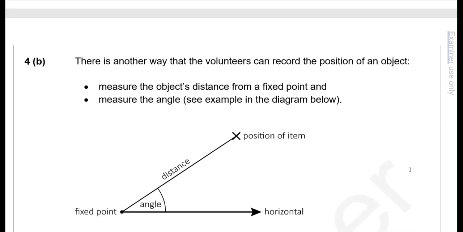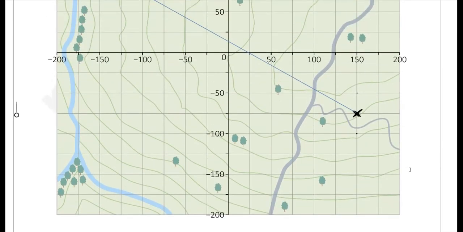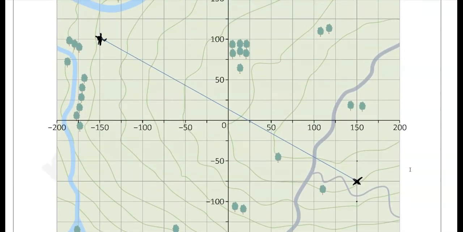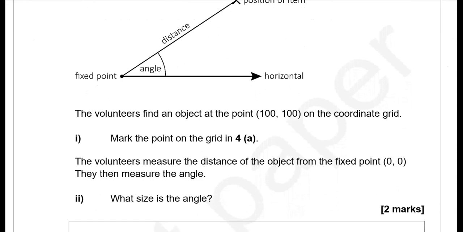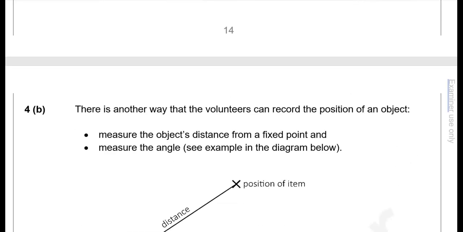So let's go back to it. So point 100, 100. So that would be here. Moving on to the next step. The volunteers measure the distance of the object from the fixed point 0, 0, which is the origin. They then measure the angle. What size is the angle?